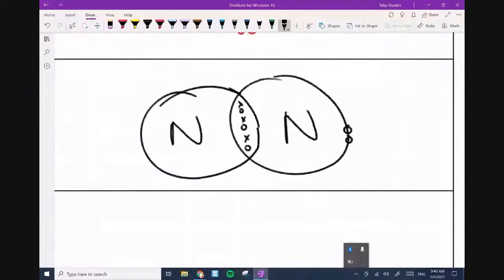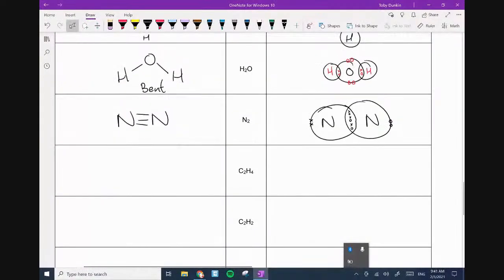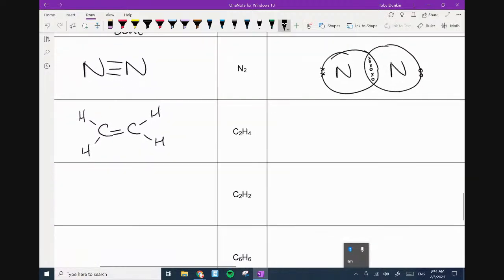Right. Oh, ethene making an appearance. Well done, Zina. 104.5. Well done. 104.5 for water. Carbon dioxide is linear, 180 degrees. Ethene. So that's a tricky one. You've got to figure out where all the bonds go. Carbon's got to make 4. So it's got to be a double bond between the others.